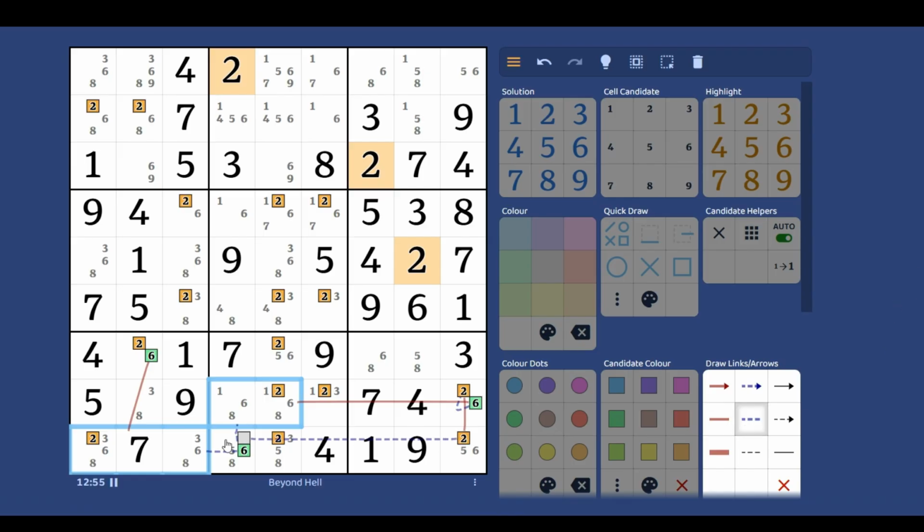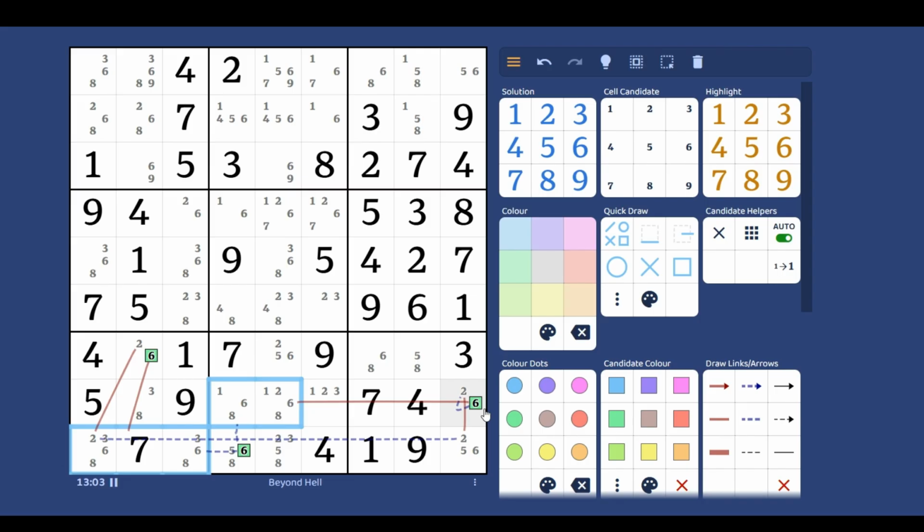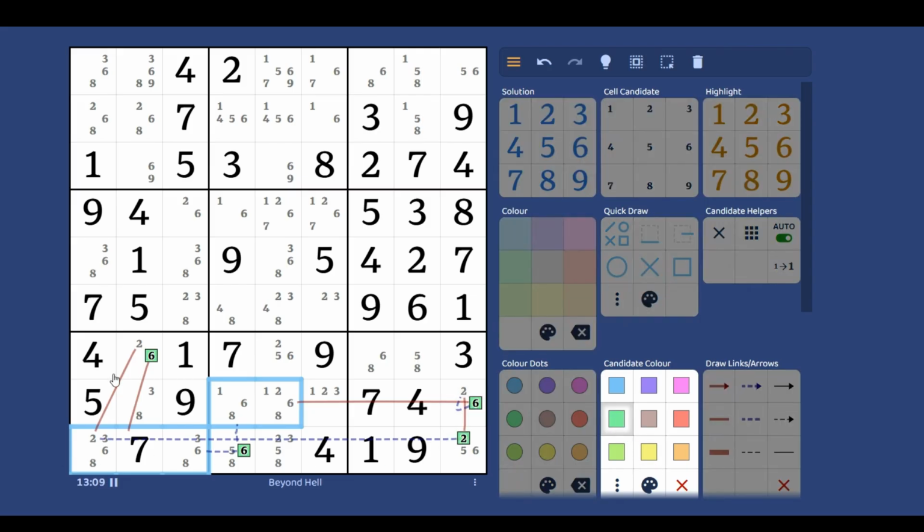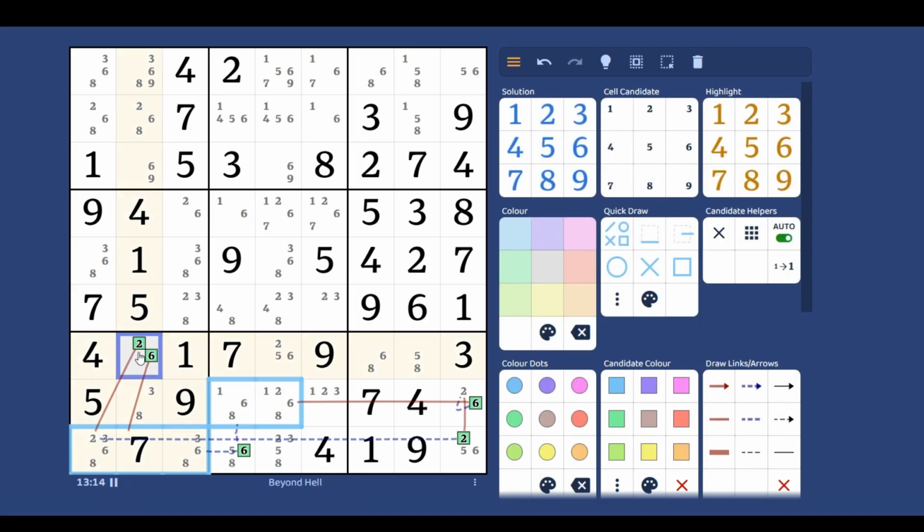And you'll notice this 2 is weakly linked to this 2 right here, which is then strongly linked to this 2. So if this 6 right here is true, this 2 must be true, and therefore that makes this 2 true as well. So you'll notice that in this cell right here, both this 2 and this 6 have to be true at the same time, based on our initial assumption. Therefore, we can say our initial assumption of this 6 being true was wrong, and therefore we can eliminate that 6. So that is how you do Nishio forcing chains.